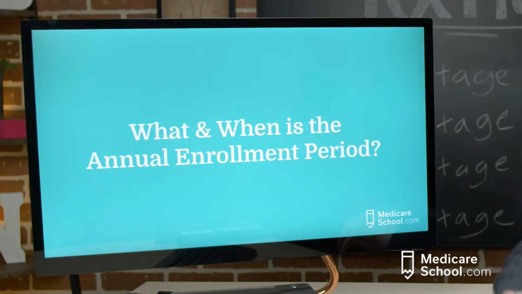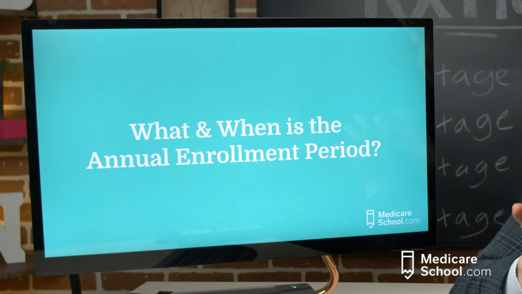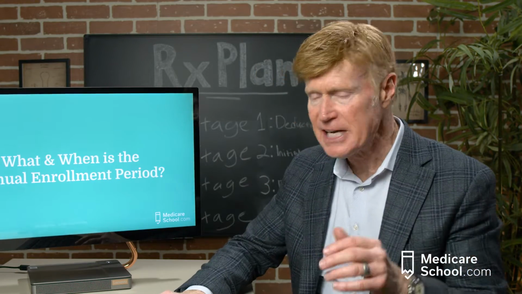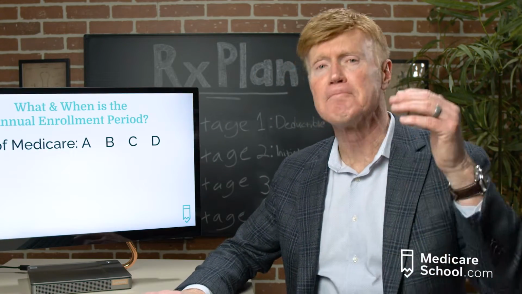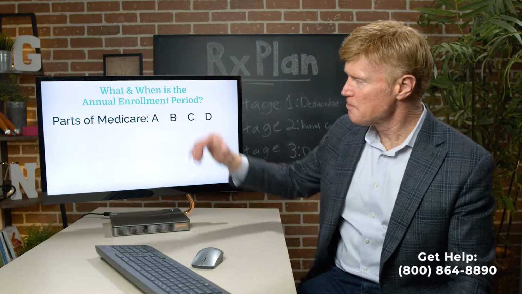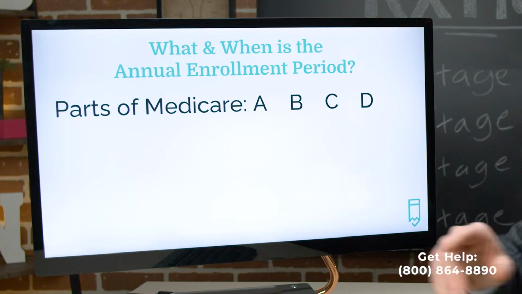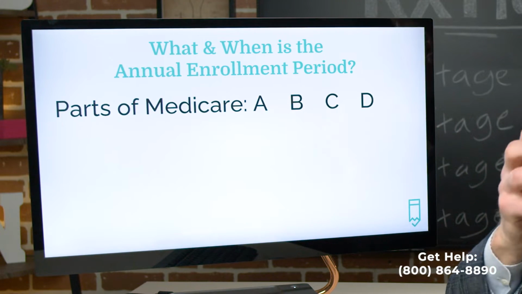Now, today's topic is what and when is the Medicare Annual Enrollment Period. Okay, so we're going to talk about the Annual Enrollment Period, but before I do, let's first talk about the different parts of Medicare. Now, when we refer to the parts of Medicare, that is typically parts A, B, C, and D. Now, parts A and B, we refer to as original Medicare.